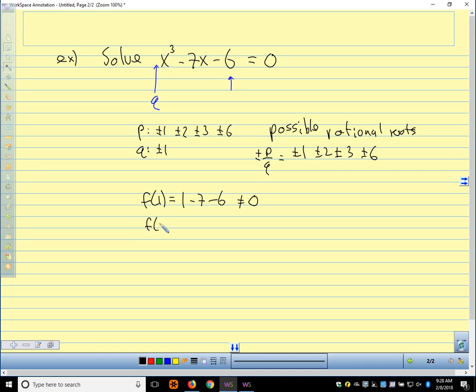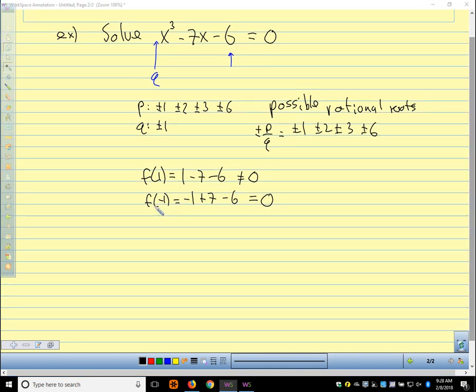f of negative 1 is, to find f of negative 1, just change the signs on the odd powered exponents. So that's going to be negative 1 plus 7 minus 6. Is that 0? Yes. Now, after plus or minus 1, if you didn't get a 0 with plus or minus 1, I would then start doing synthetic division, because then it gets harder to plug in the number. But plus or minus 1 is easy to test. So we know that negative 1 is a 0. So we're going to do synthetic division with negative 1.